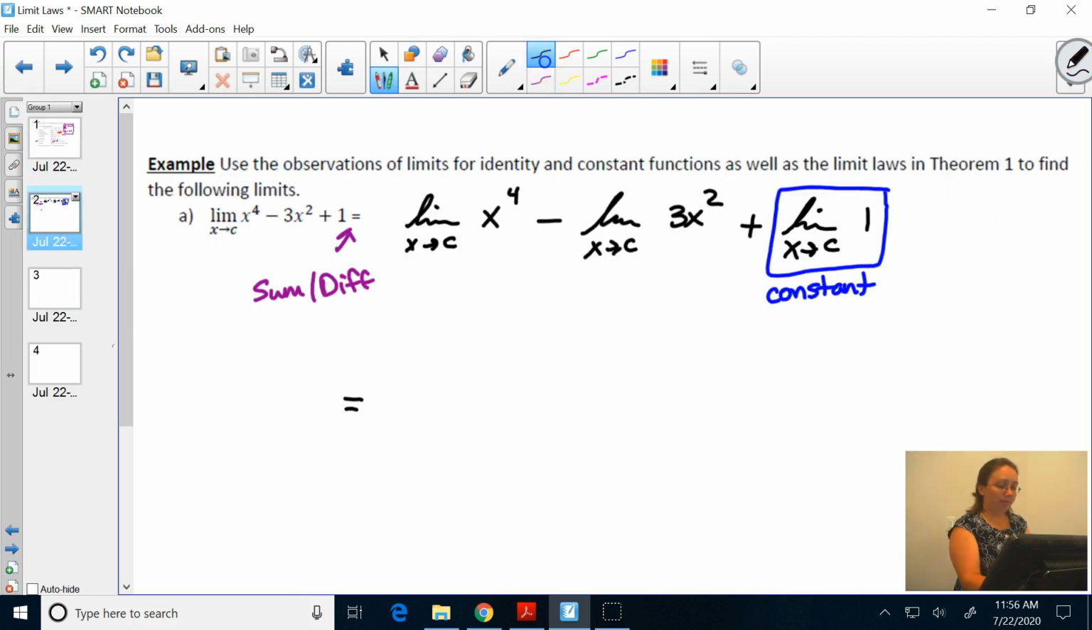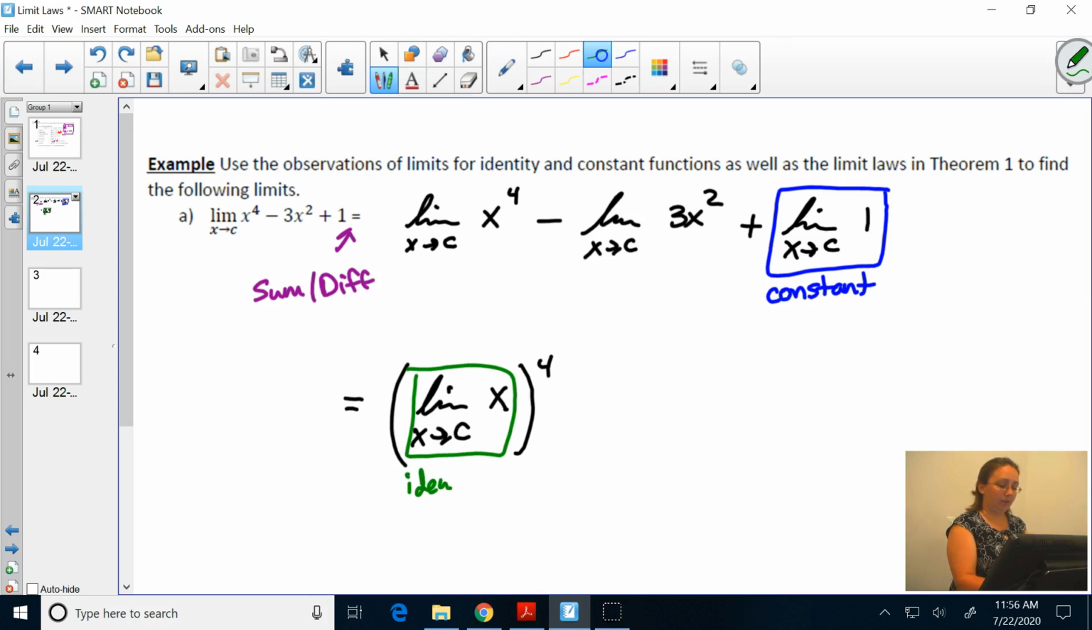Let me go to a new line. So we're going to take the limit as x approaches c of what's inside the power. So we're bringing the limit inside the power. Now the power is on the outside of that. Cool. This inside here is the limit of an identity function. That is one that we've been talking about already. So if you missed that video, go back and watch it. It's very important. So this is an identity function. What's the limit of an identity function? Whatever you're trying to approach. So as x approaches c, that's going to be your limit, c.